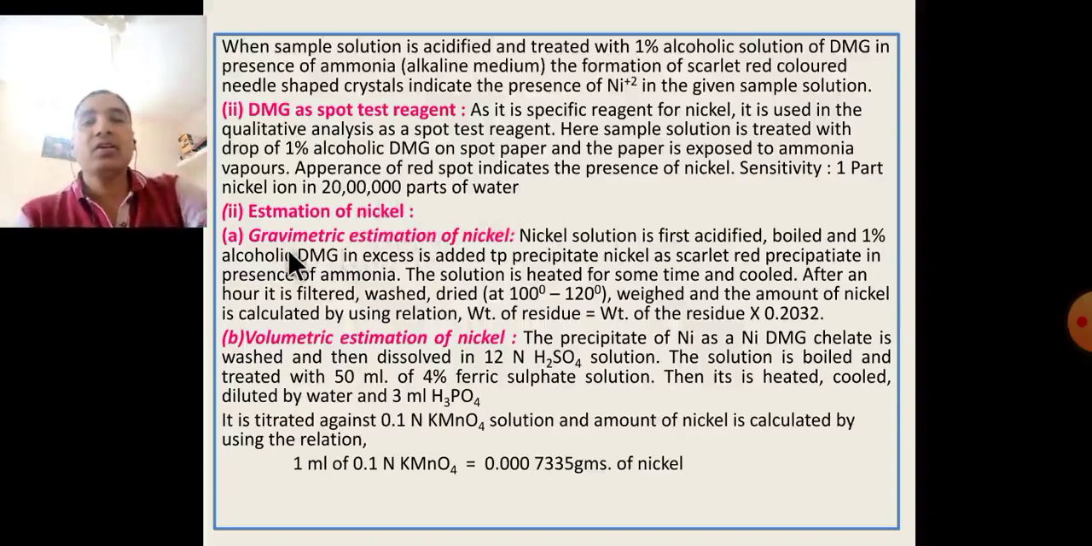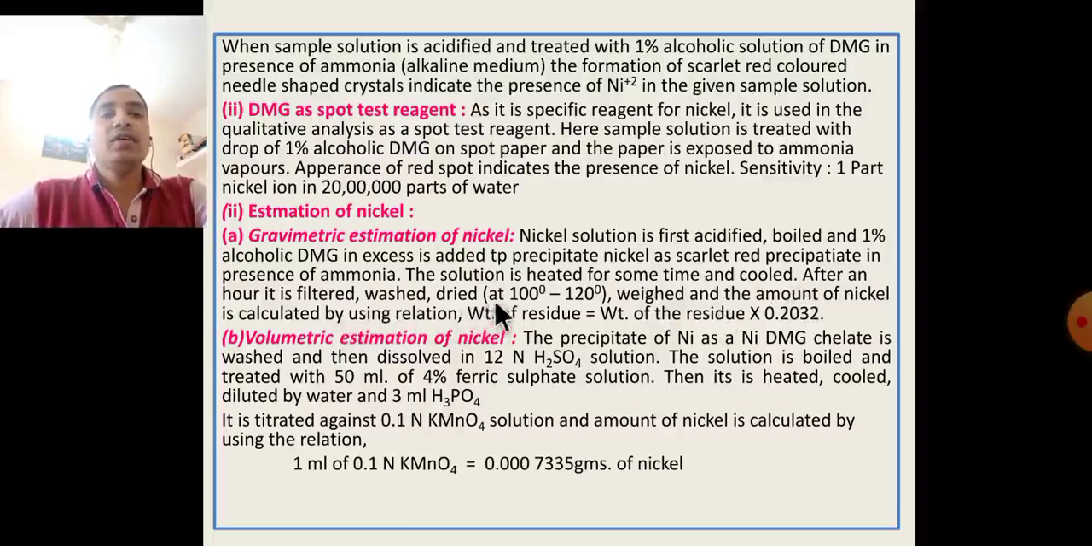Estimation of nickel. First, gravimetric estimation of nickel. The nickel solution is first acidified, boiled, and 1% alcoholic DMG in excess is added to precipitate nickel in the presence of ammonia, forming a scarlet red precipitate. The solution is heated for some time and cooled. After an hour, it is filtered, washed, and dried at 100 to 120 degrees Celsius.